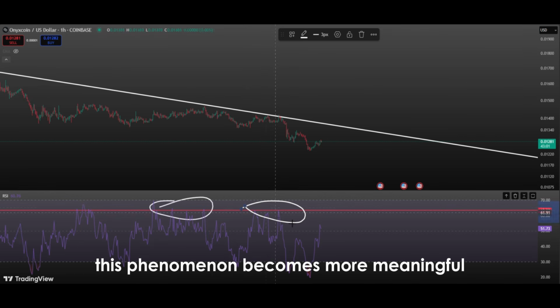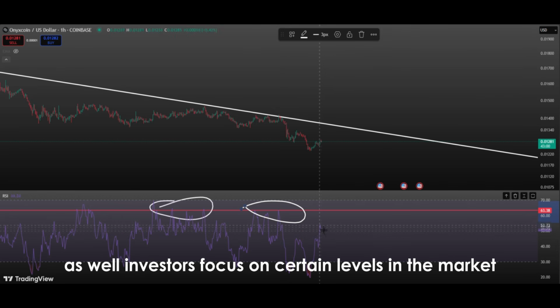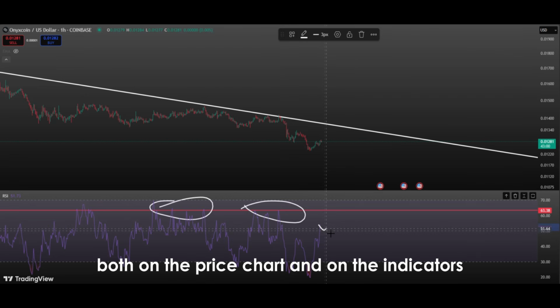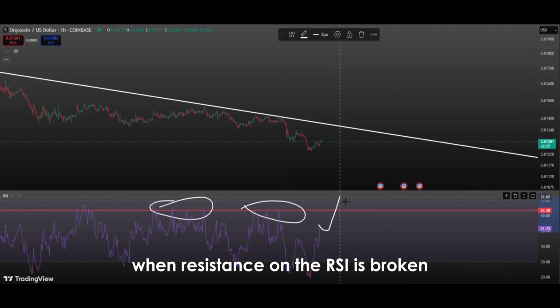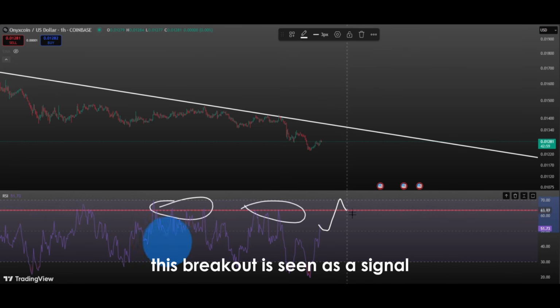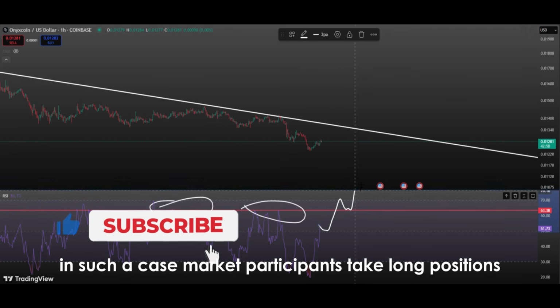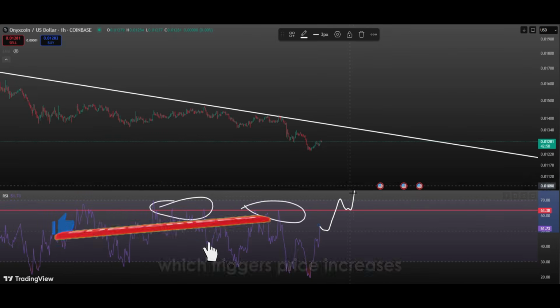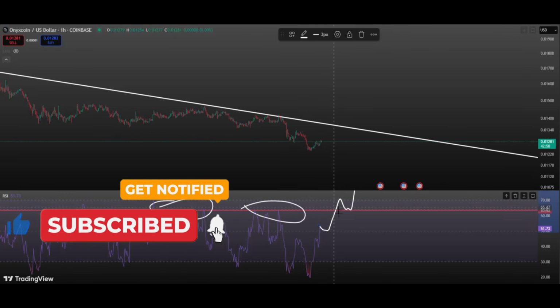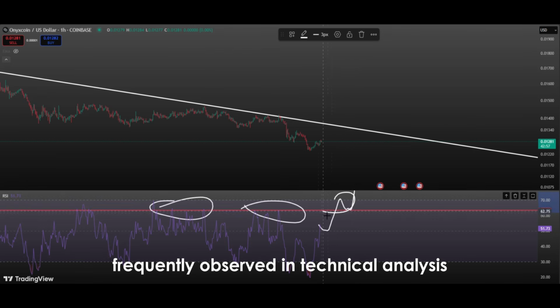This phenomenon becomes more meaningful when viewed from a psychological perspective as well. Investors focus on certain levels in the market, and these levels become critical both on the price chart and on the indicators. When resistance on the RSI is broken, investors generally interpret this positively. This breakout is seen as a signal supporting upward price movement. In such a case, market participants take long positions, which triggers price increases. This cycle is a chain reaction mechanism frequently observed in technical analysis.